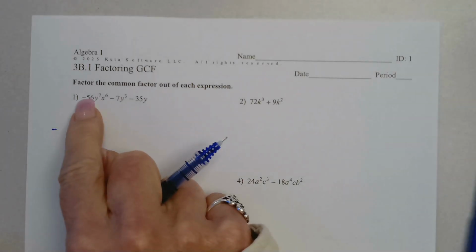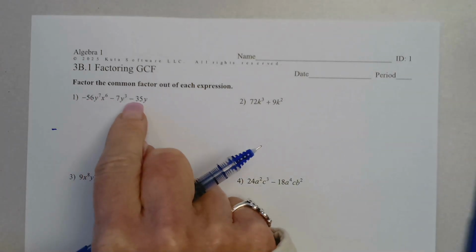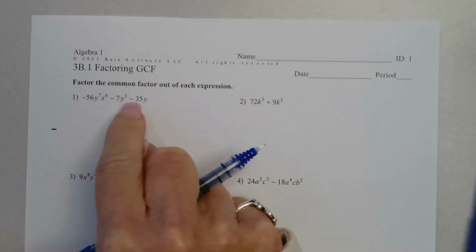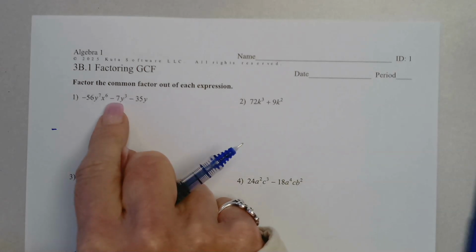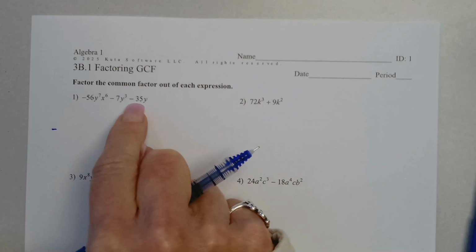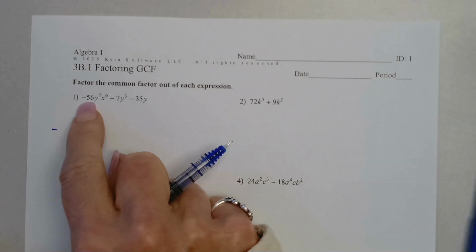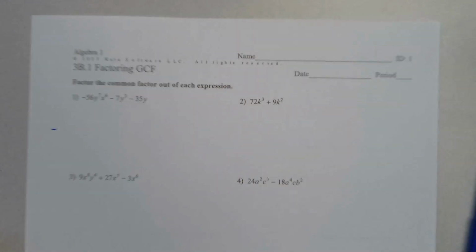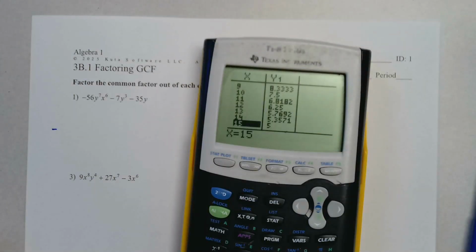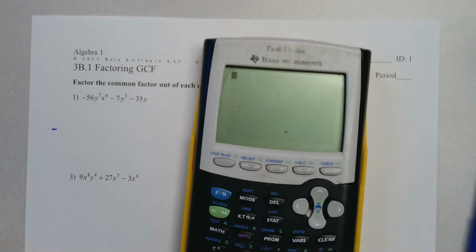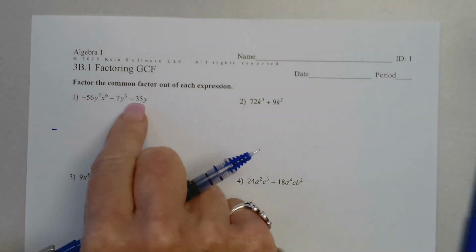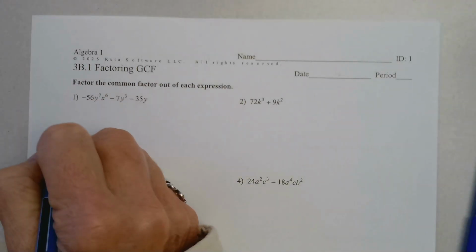But if I look at all of these coefficients, look at your smallest number, which is 7. Does 7 divide evenly into 35? Yes, it divides 5 times. Does it divide evenly into 56? Yes, it divides 8 times. And if you didn't know that, then you would just say 56 divided by 7. It goes in 8 times. Okay, so I know that all of these terms have a 7 in common.